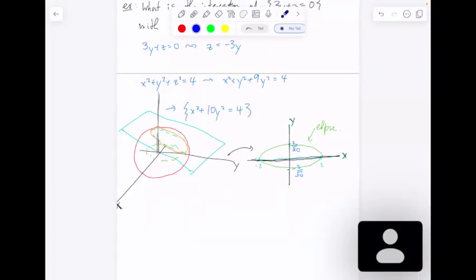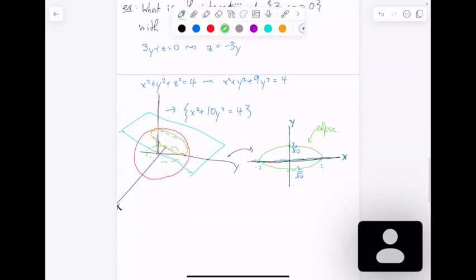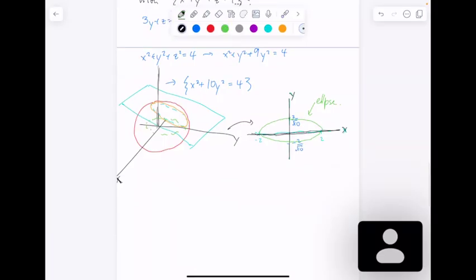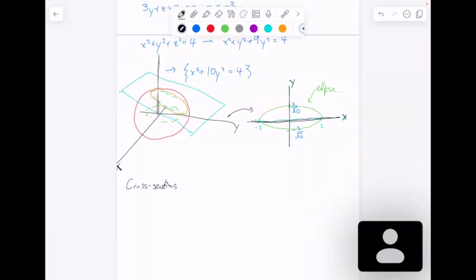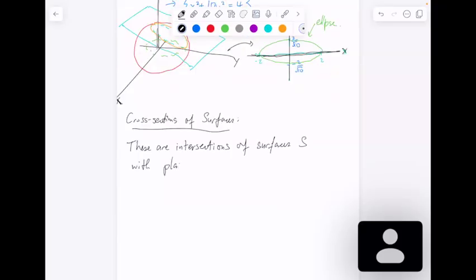All right. So what we're going to do next is look at these classes of surfaces called quadrics, and also some cylinders. In general, this is how you find intersections of planes with spheres. And next, we're going to look at something called cross sections, which are very special intersections of surfaces S with planes that are parallel to the coordinate planes. These are the XZ plane, the YZ plane, and the XY plane.